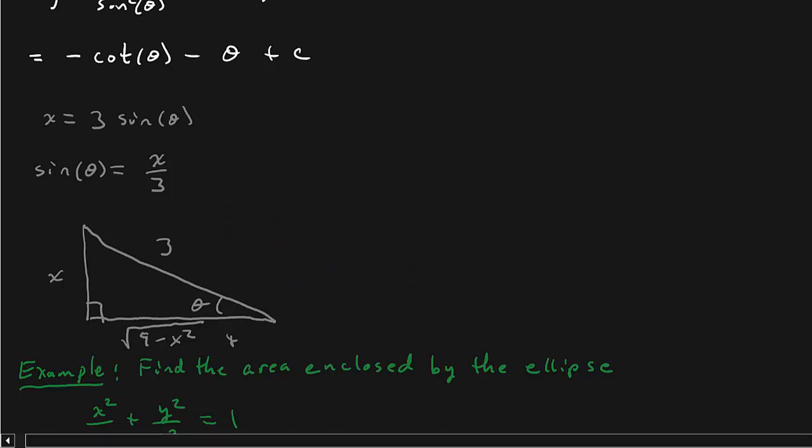All right. So now what do we need to know? We need to know what cotangent theta is. Well, we know tangent theta is opposite over adjacent, right? Cotangent is the reciprocal of tangent. So cotangent is adjacent over opposite. So that is the square root of 9 minus x squared over x. You see that?